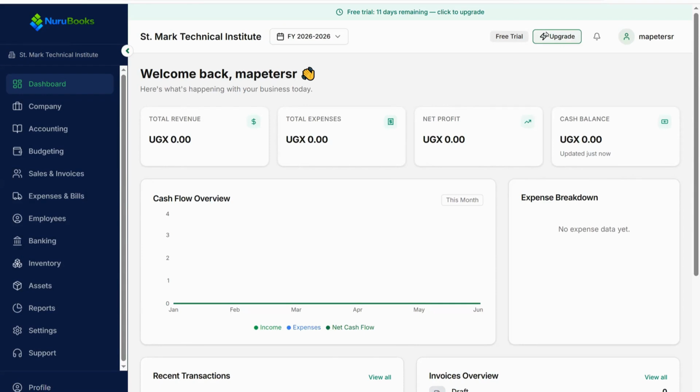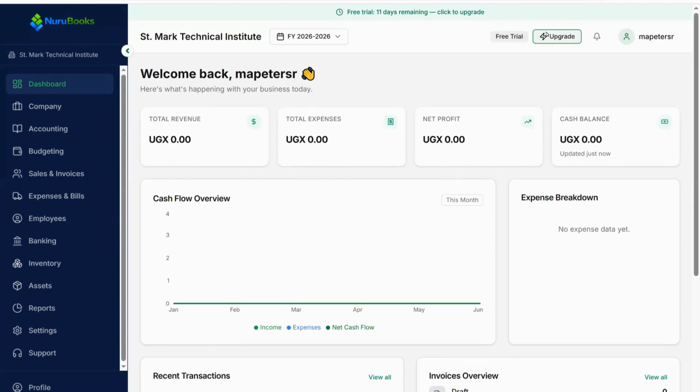In this session, which is our unit number 7, we are going to talk about the opening account balances. We shall have only one session where we are going to talk about the posting of opening balances in NuruBooks Accounting Software. But before we dive into the discussion, we need to first of all understand what opening balances are.